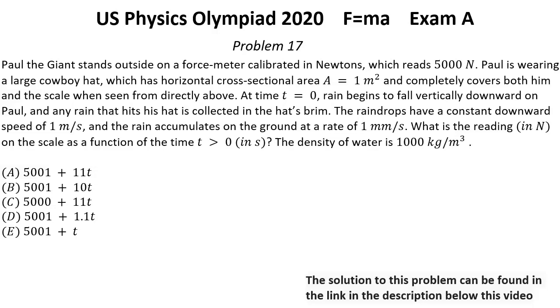At time t equals 0, rain begins to fall vertically downward on Paul, and any rain that hits his head is collected in the hat's brim. The raindrops have a constant downward speed of 1 meter per second, and the rain accumulates on the ground at a rate of 1 millimeter per second. What is the reading in newtons on the scale as a function of the time t more than 0 in seconds? The density of water is 1000 kg per cubic meter.